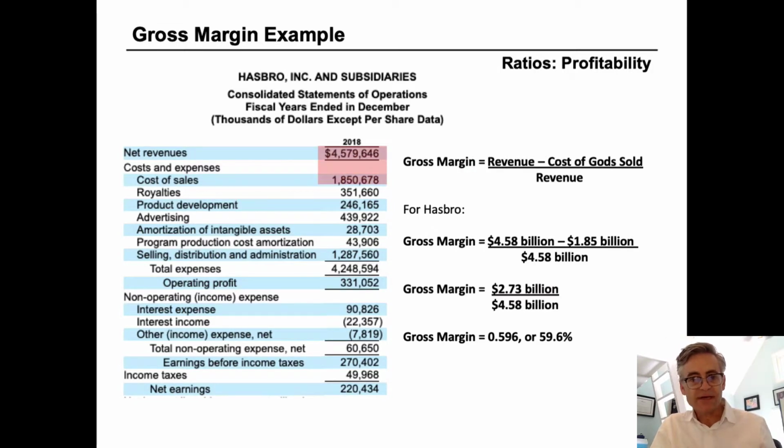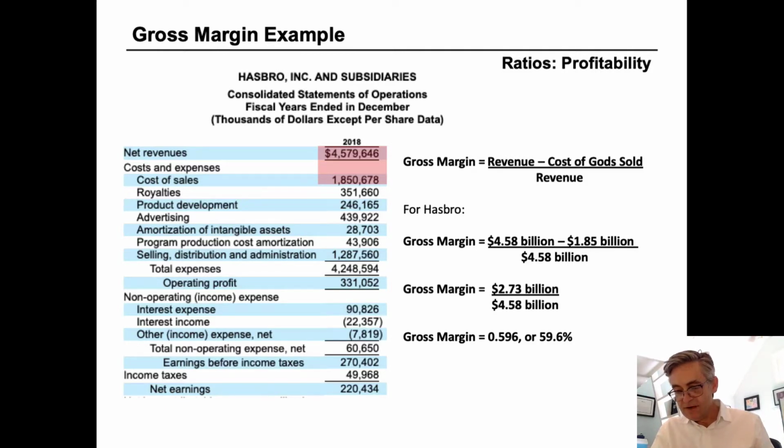So for Hasbro, we'll take $4.5979 billion of net revenue. We'll subtract $1.85 billion of cost of sales, and that's our numerator. In the denominator, we repeat net revenues, $4.579 billion, and we divide one by the other, and we get a gross margin of 59.6. So this means that it costs Hasbro about 40 cents on the dollar to make toys that they sell to Walmart, and they have the rest, or 59.6 cents of every dollar, to pay for the other expenses, and hopefully they have some profit left over at the end.